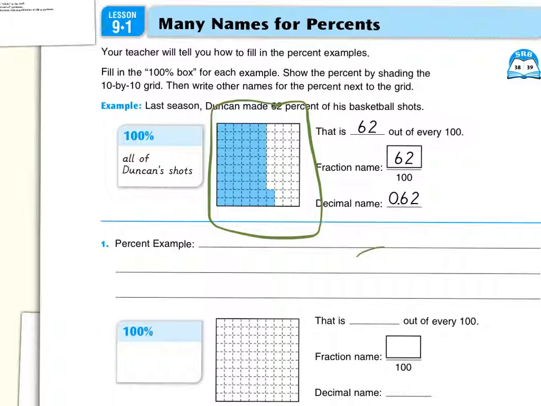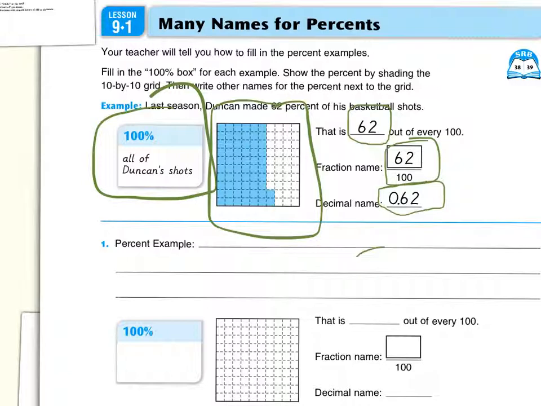So last season, Duncan made 62% of his basketball shots. So the 100% would be all of his shots, because they made 62% of them, but we want to know all of the shots. So that would be 62 out of every 100 shots. The fraction would be 62 out of 100, and the decimal name would be 0.62 or 62 hundredths.